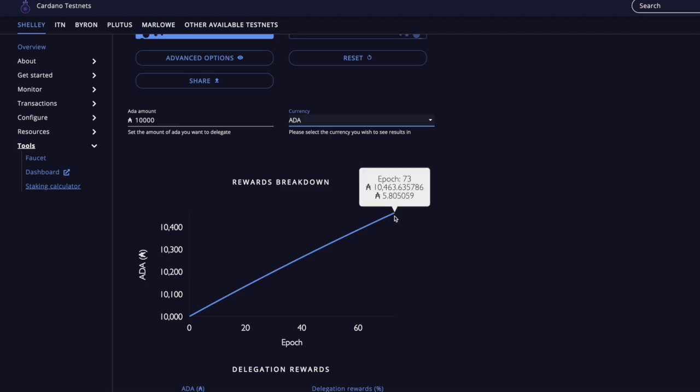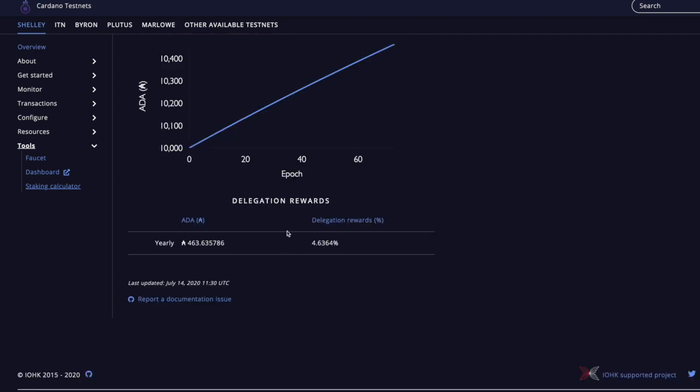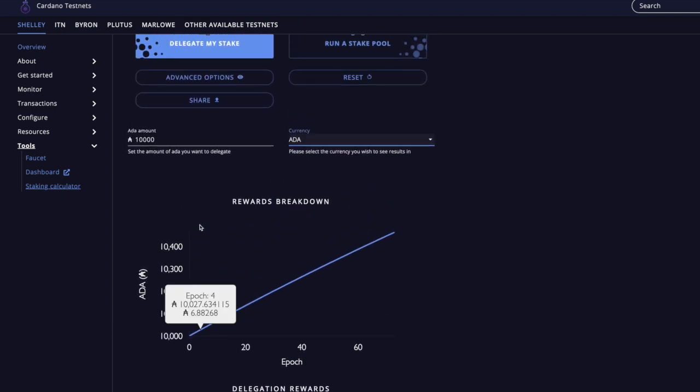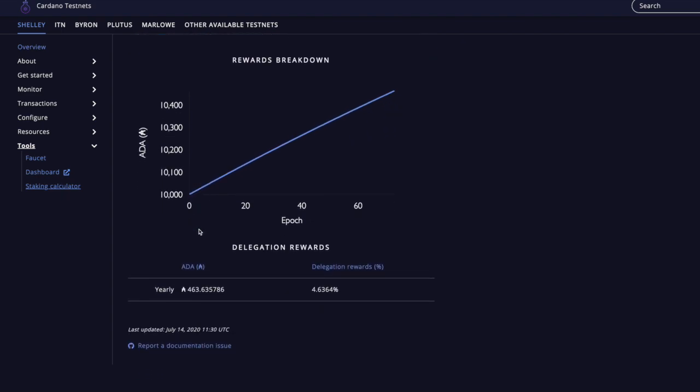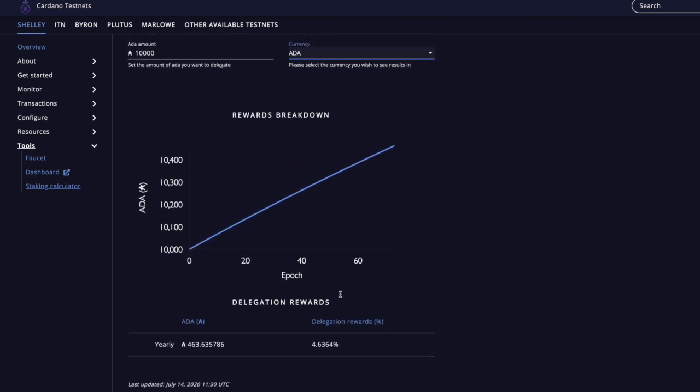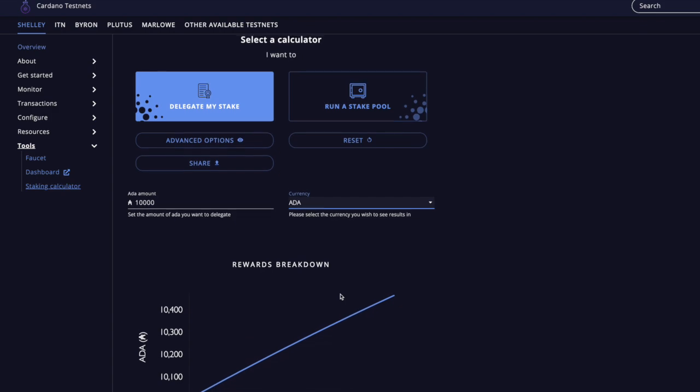And with that being the case, we can see over the course of 1 year, our initial 10,000 ADA investment has turned into 10,463 approximately. So we can see here over the course of 1 year, 463 ADA would be the amount that we can anticipate. And again, this is assuming that we have not chosen a different stake pool to delegate to. None of the parameters have changed. This is remaining constant over the course of 1 year. And the delegation reward percentage would be approximately 4.6%. So that's just to give you a generalization. Let's see if we can dive in just a little bit further.